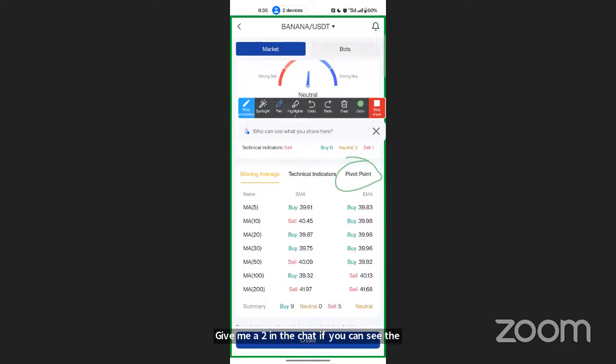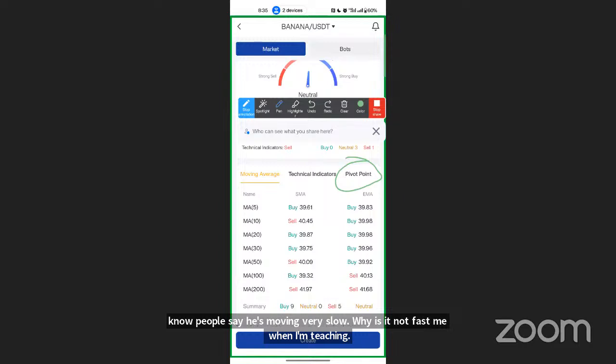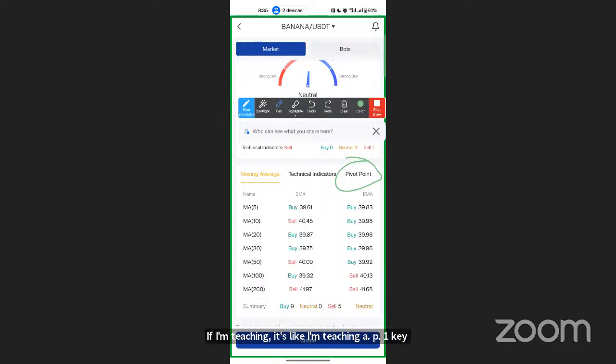Now I know people say, he's moving very slow. Why is it not fast? Me, when I'm teaching, I'm like teaching a P1 kid.